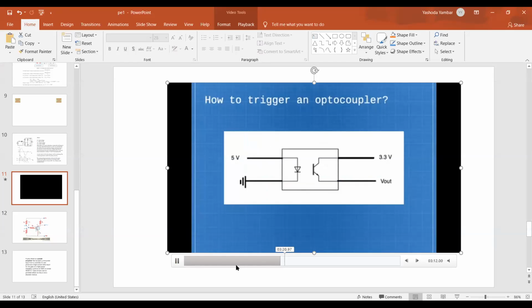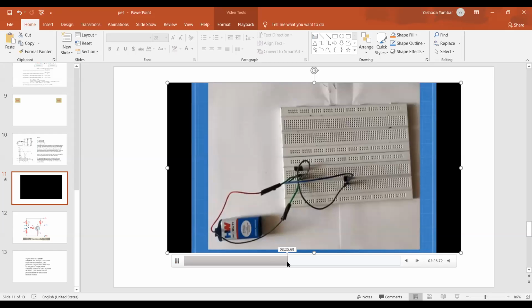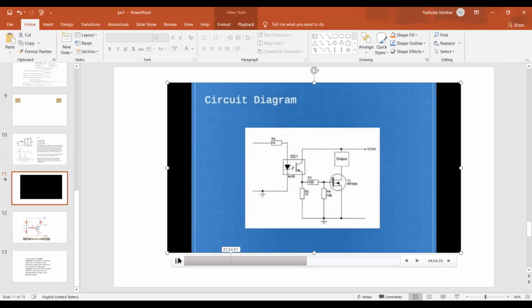So the driver circuit practically works like this: the supply is given to the LED, which generates light impulse signals. These light impulse signals are applied on the base terminal of the transistor, and the transistor is turned on. When the transistor is on, it is ready to amplify the weak signal to a strong signal, and the entire application of the transistor is performed. You can see here the simple optocoupler circuit.